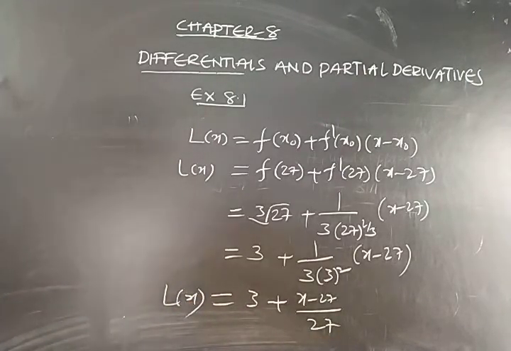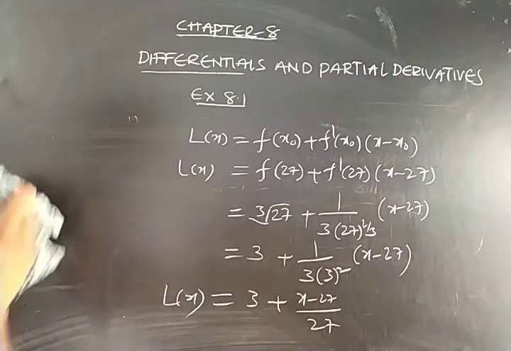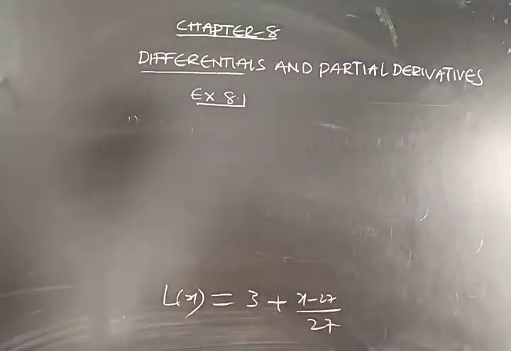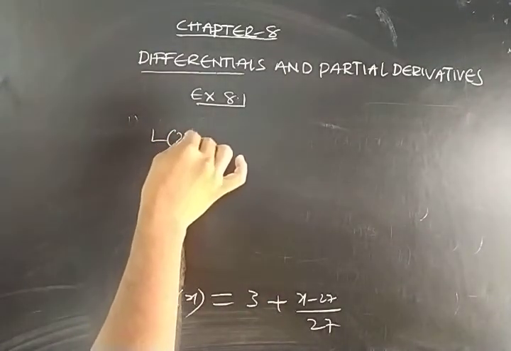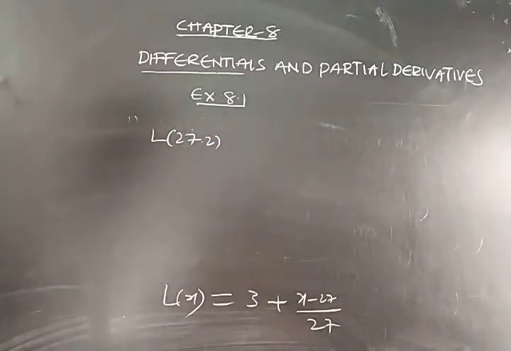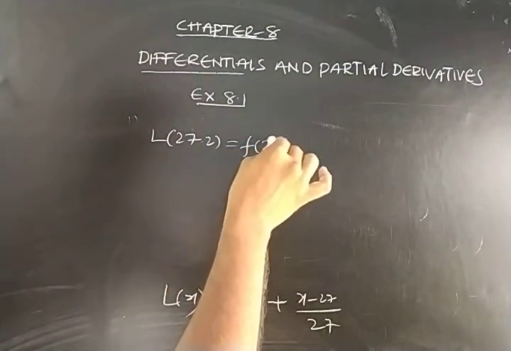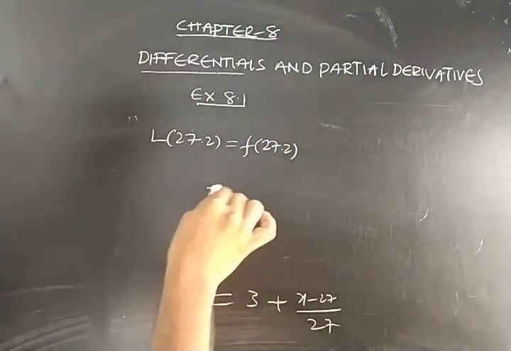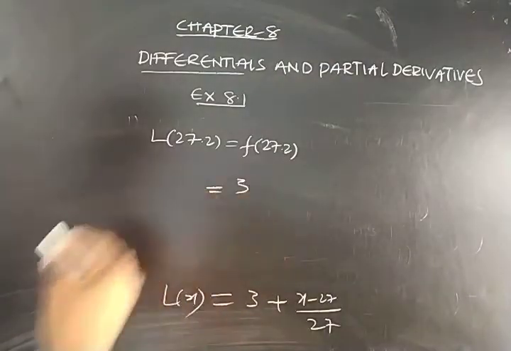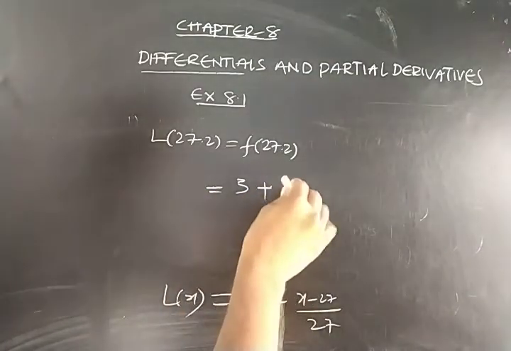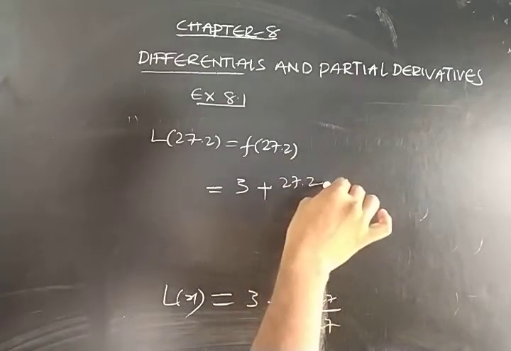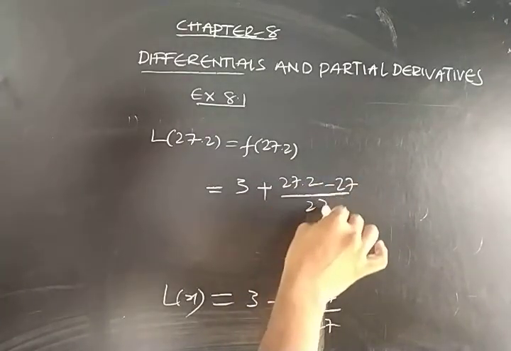Now using this linear approximation, I am going to find cube root of 27.2. Okay. So what we got? 3 plus x minus 27 by 27. So using this linear approximation, I am going to find L of 27.2, taking 27.2 in place of x, which is equal to f of 27.2. So that is equal to, I am going to substitute in this, 3 plus 27.2 minus 27 by 27.